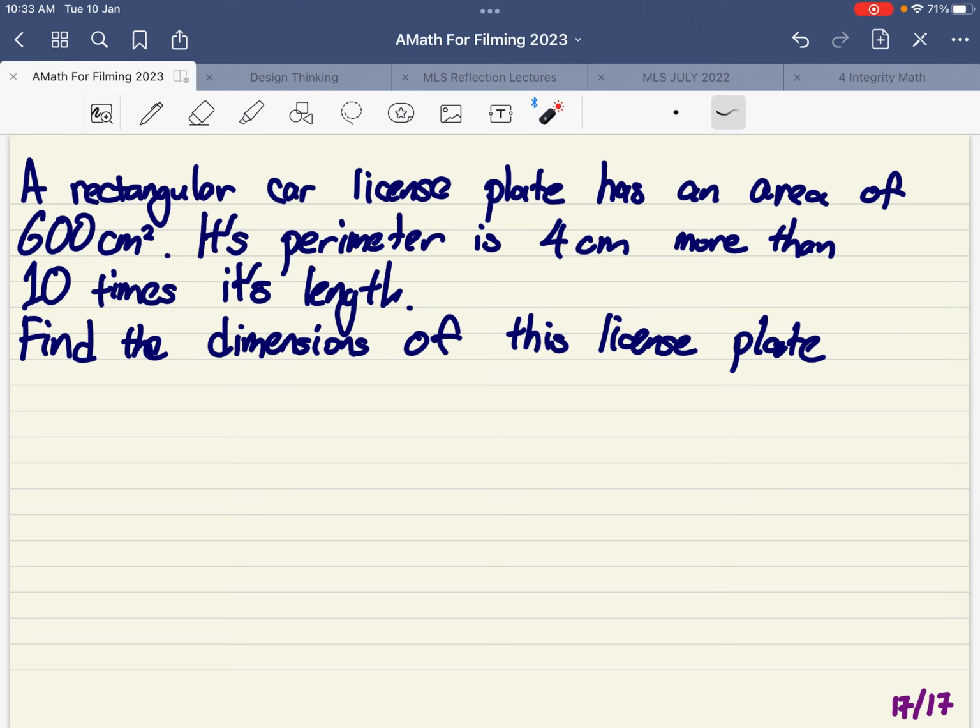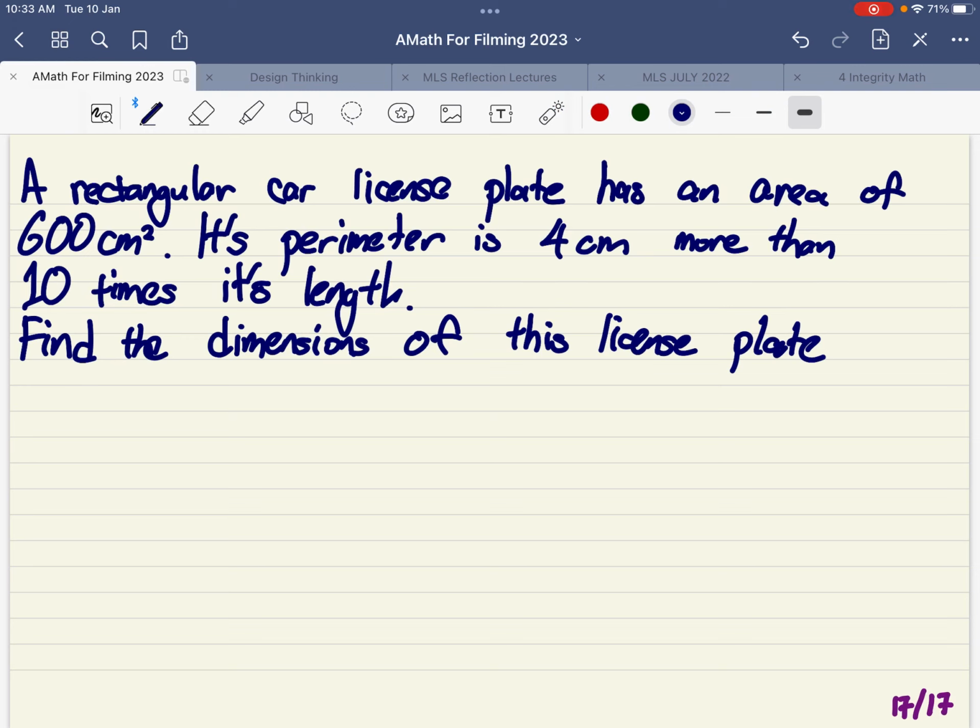Okay, a rectangular car license plate. This question is about application of the skills that we actually learned already, so you need to be able to formulate the equations themselves. A rectangular car license plate has an area of 600 cm squared. Its perimeter is 4 cm more than 10 times its length. Find the dimensions of this license plate.